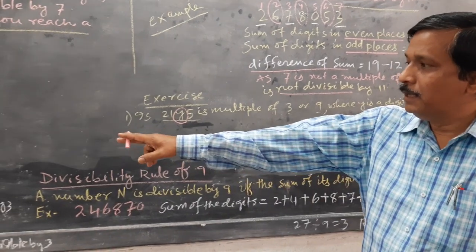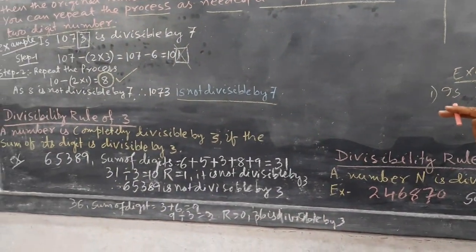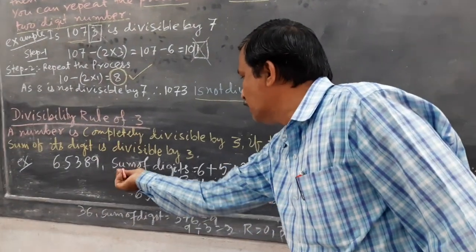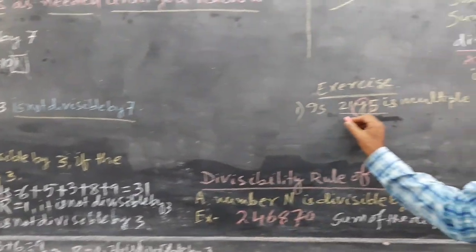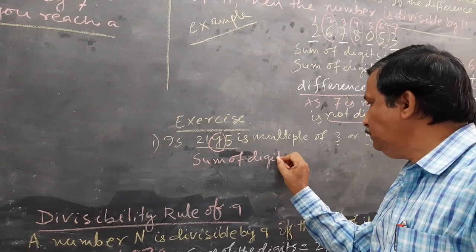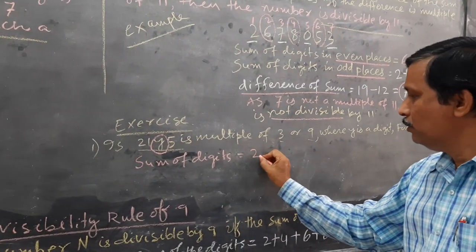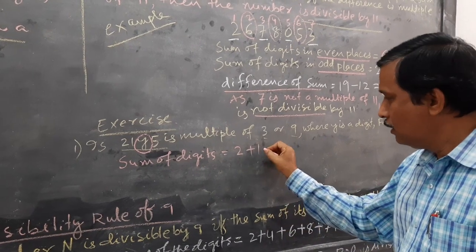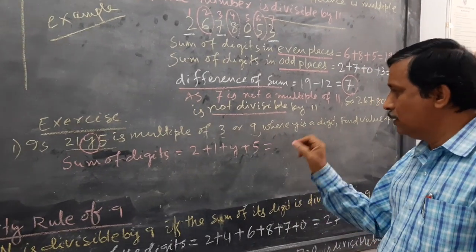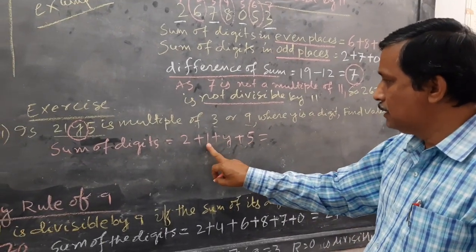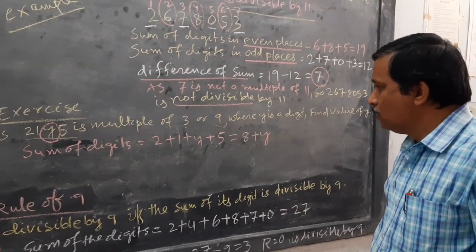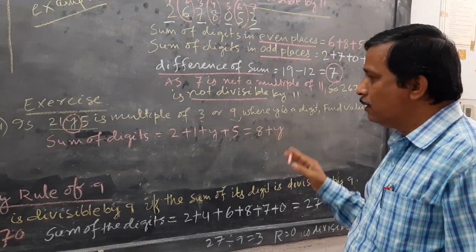A number is completely divisible by 3 if the sum of its digits is divisible by 3. In this manner, you first find the sum of the digits, which is equal to 2 plus 1 plus y plus 5. So this is equal to 5 plus 1 is 6, 6 plus 2 is 8, 8 plus y. Now you take the trial and error method.